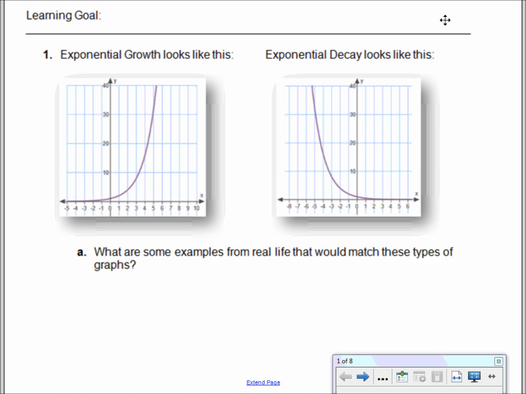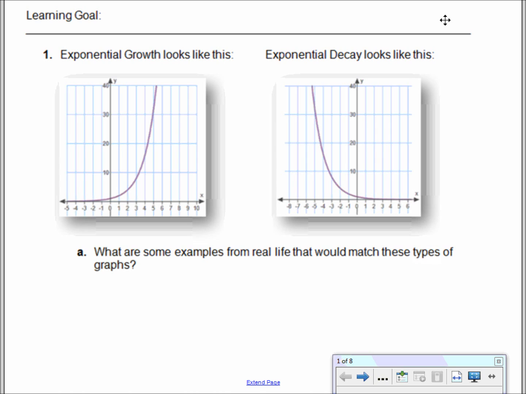So exponential growth looks like the graph on the left-hand side. So you can see it's increasing at sort of a slow rate, and as time goes, it starts to get steeper and steeper and steeper, okay? Exponential decay is on the right-hand side. It's the opposite, right? So it starts steep and it slowly decreases, okay?